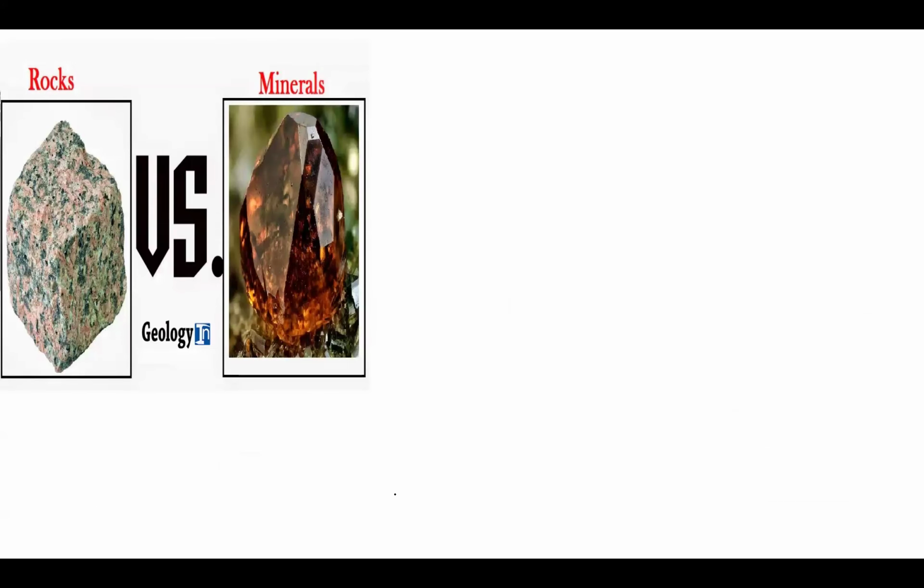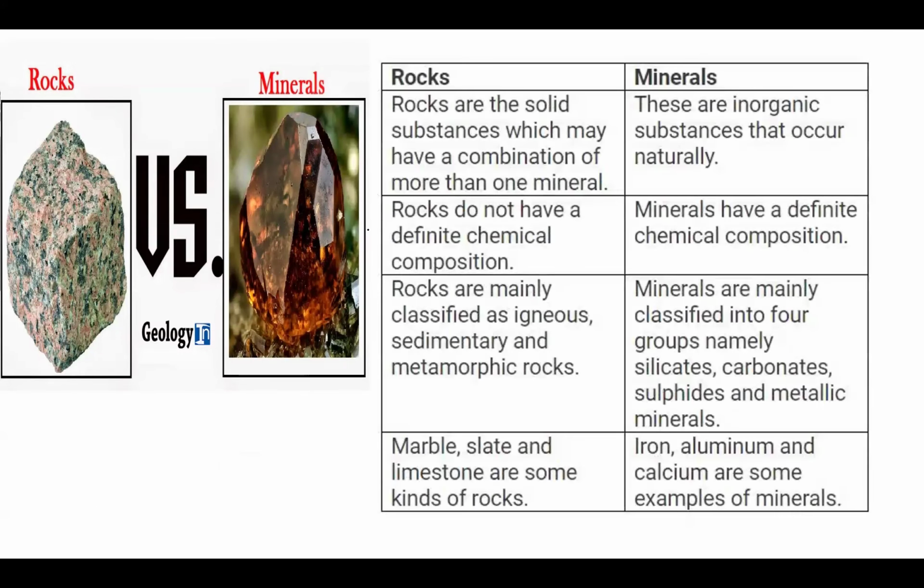Now let us see the difference between rocks and minerals. As I told you, a rock is a substance which is a combination of minerals, more than one mineral. Whereas minerals are inorganic substances that occur naturally. Minerals occur naturally, but rocks are formed with a combination of these minerals. So a rock does not have any definite chemical composition. Why? Because it's a combination of minerals. Whereas minerals have a very definite composition.